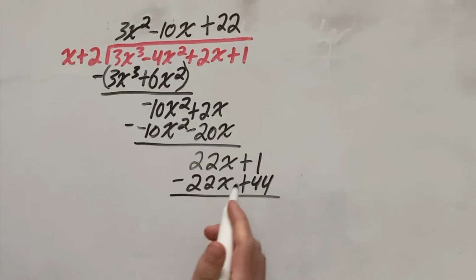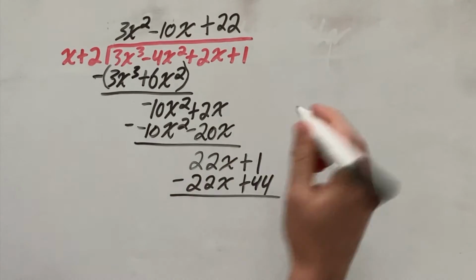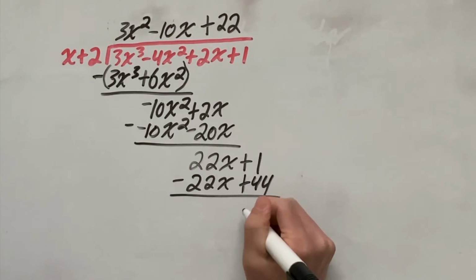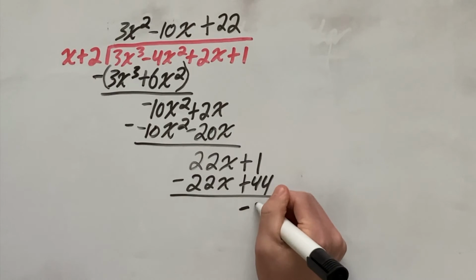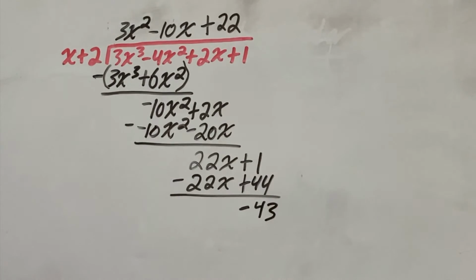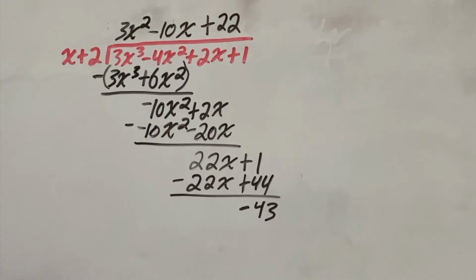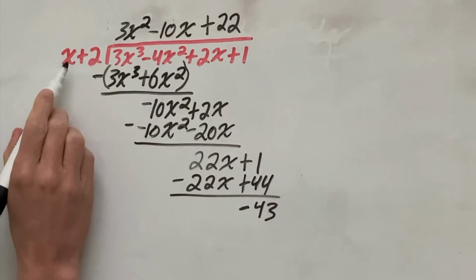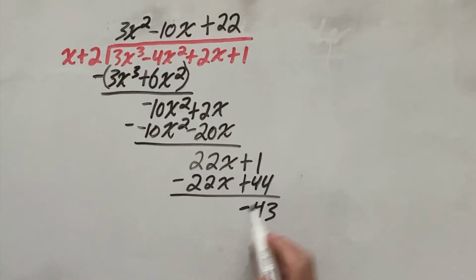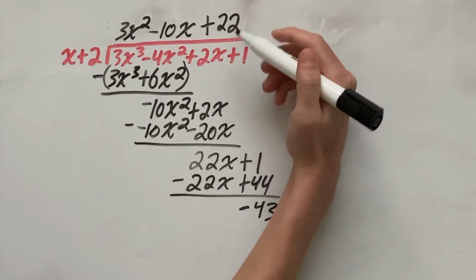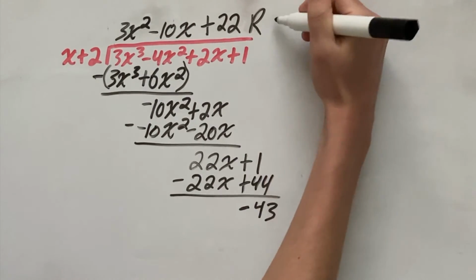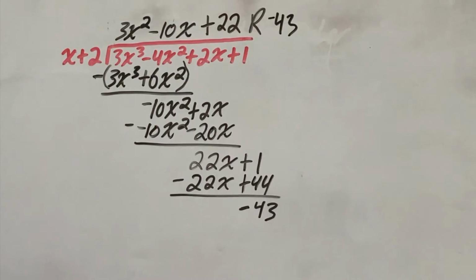So the 22x minus the 22x cancels out. And the 1 minus 44 gives us negative 43. And now that we have nothing else to bring down, this last term here is our remainder. So that means x plus 2 does not go perfectly into this polynomial. There's a remainder of negative 43.